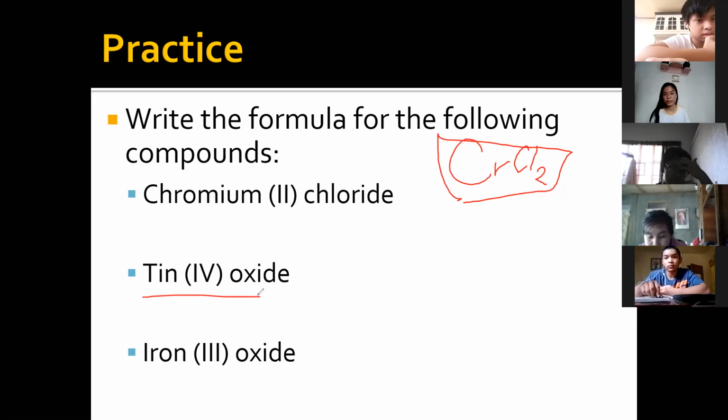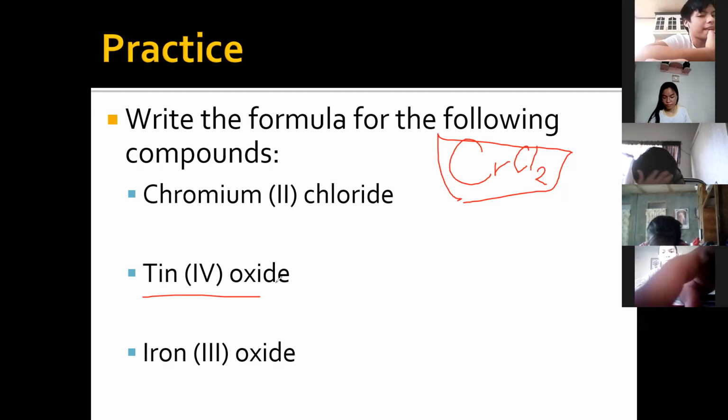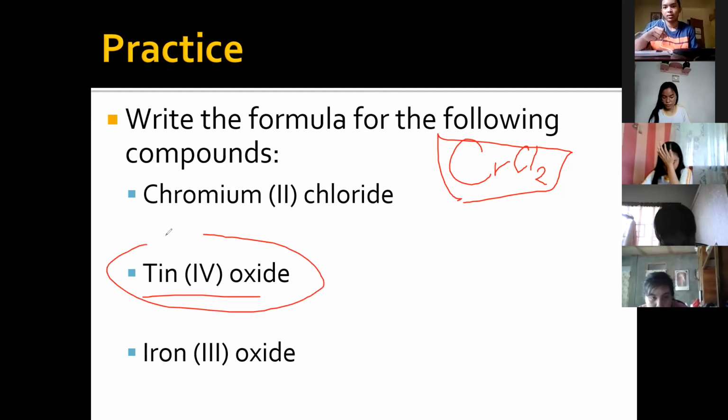Tin 4 oxide. Ready? Give me the molecule of tin 4 oxide. Correct. Take note, class, that we are still in the binary compounds.